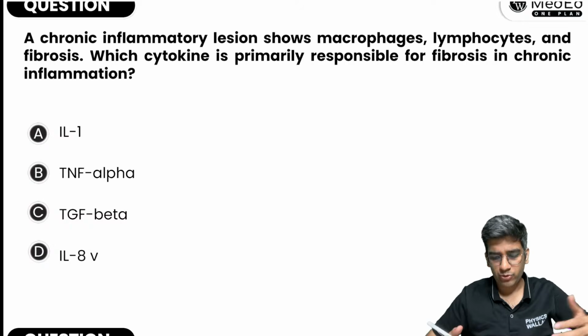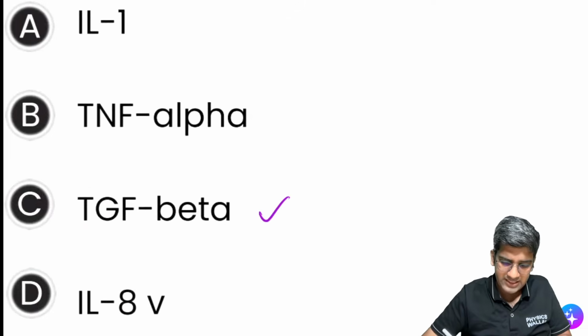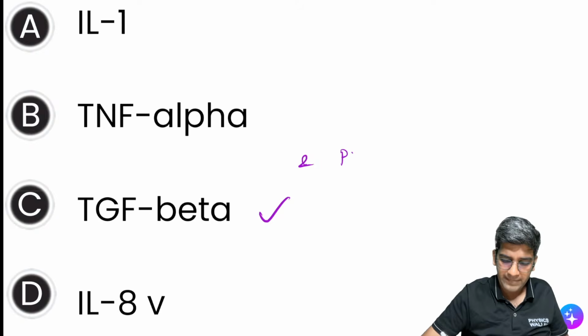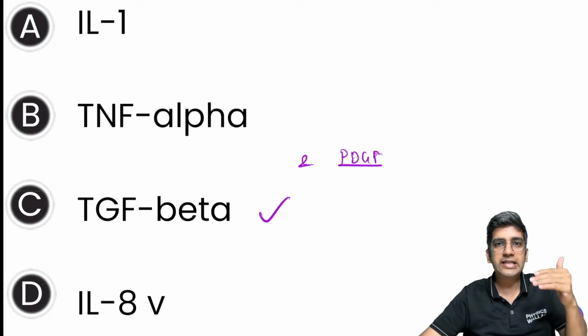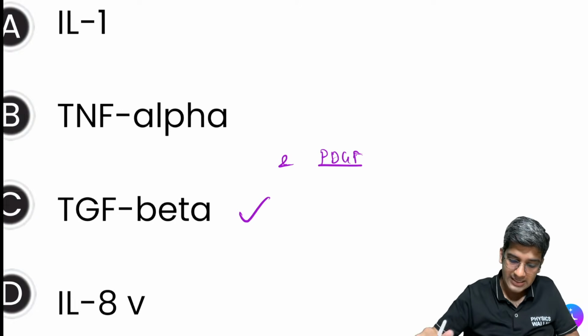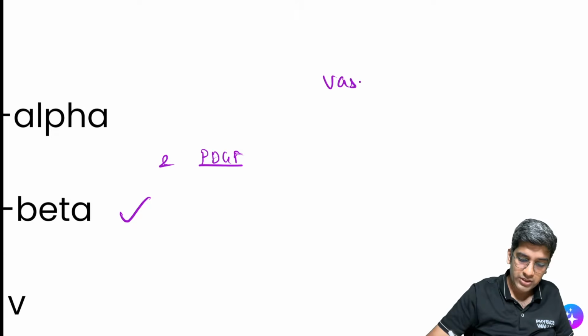It's simple. Fibrosis is due to TGF-beta, and also PDGF. These are two factors which are responsible for fibrosis in any tissue. But the most common is TGF-beta. PDGF is a less important one. Right? At the same time, there is something called vascularity in case of wound healing.